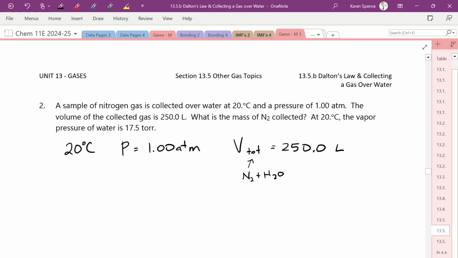At 20 degrees, the vapor pressure of water is 17.5 torr. So first of all, that first pressure they give us, that is the atmospheric pressure. So that's going to be the water plus the N2.